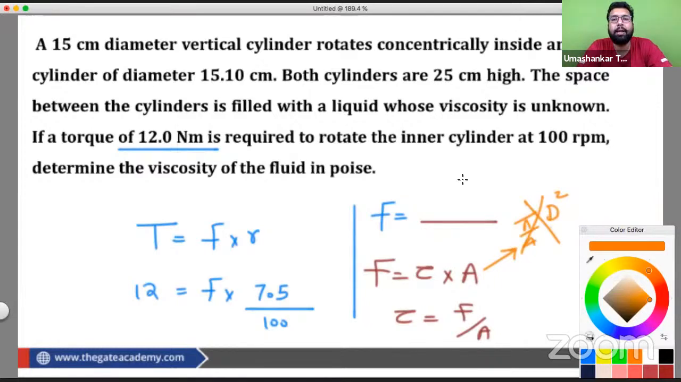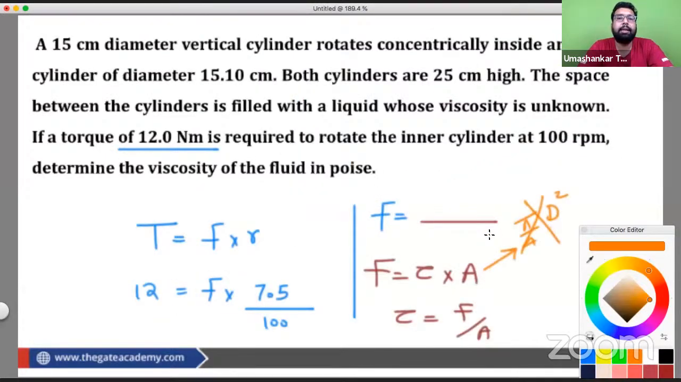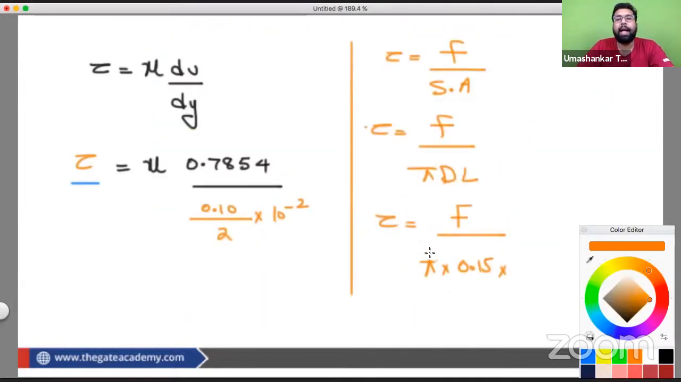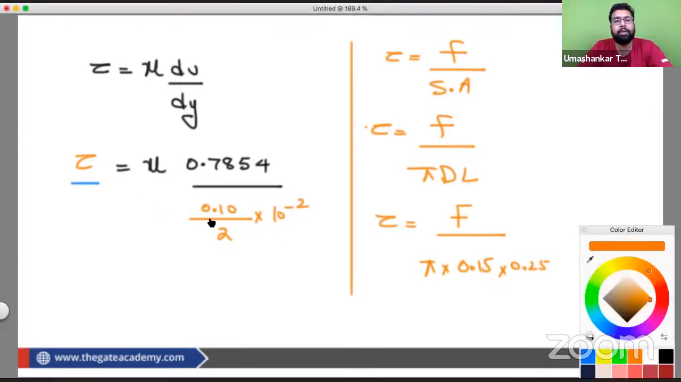So what is this pi into d into L? We have the diameter as 15 centimeter. Do not forget to convert it into meter. What is this length? It is given to be 25 centimeter high, so 25 centimeter high means 0.25 meter. From here you can get the shear stress.